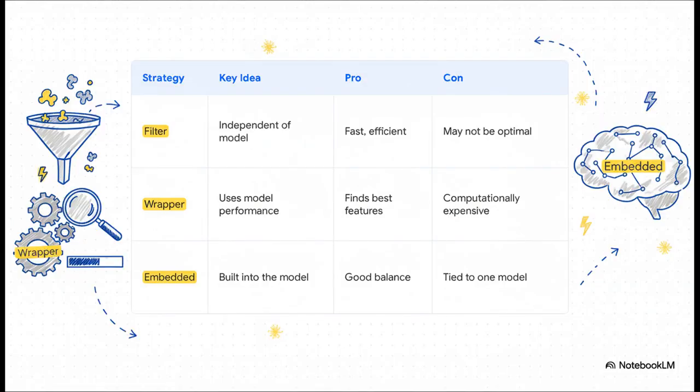Filter methods are like the sprinters. They're super fast and efficient. They basically rank features using statistical tests before you even start building a model. Wrapper methods, on the other hand, are the perfectionists. They actually use your machine learning model to test out different combinations of features. The results are great, but man, it is incredibly slow and computationally expensive. And then you've got embedded methods, which are kind of the sweet spot. Here, feature selection is just built right into the model's training process itself. It's a really nice balance of performance and efficiency.